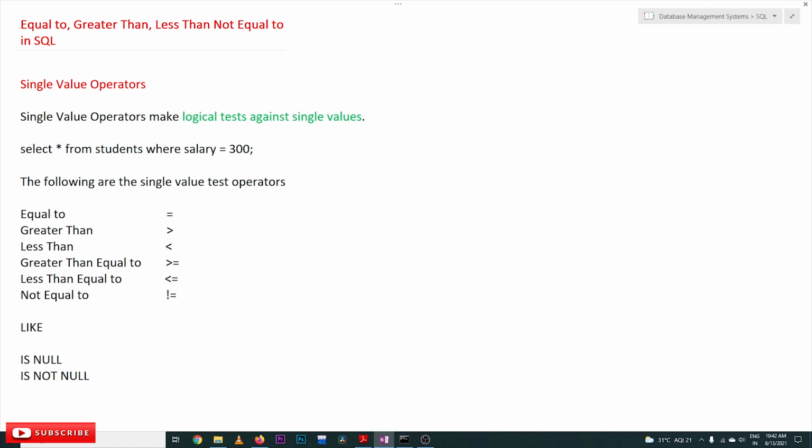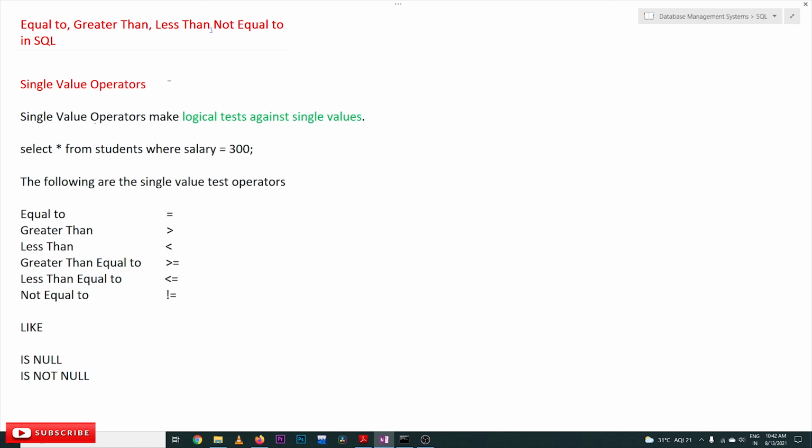I am Vikram. In this class, we will try to understand equal to, greater than, less than, not equal to in SQL. These are the operators in SQL. Before that, we will try to understand single value operators. All these operators are single value operators, and there are many other single valued operators. First, we will try to understand what single valued operators are.